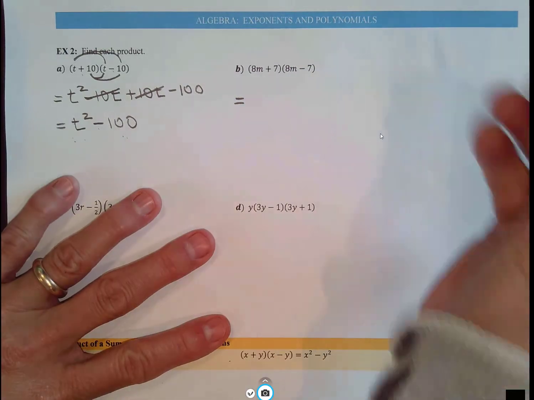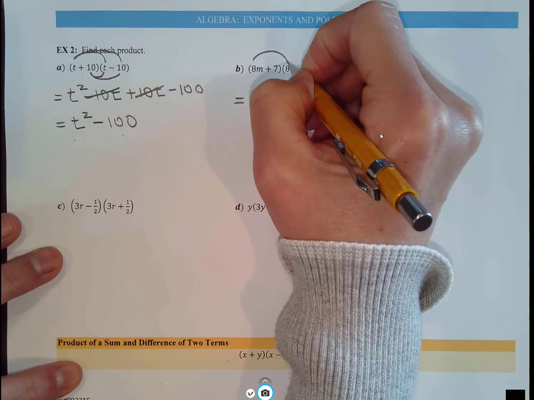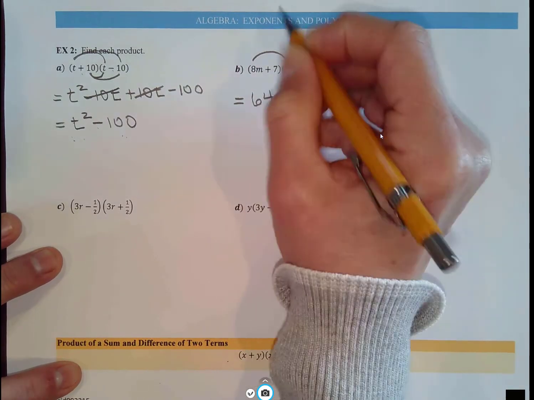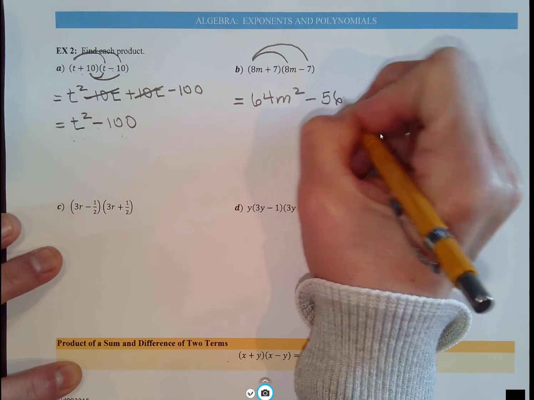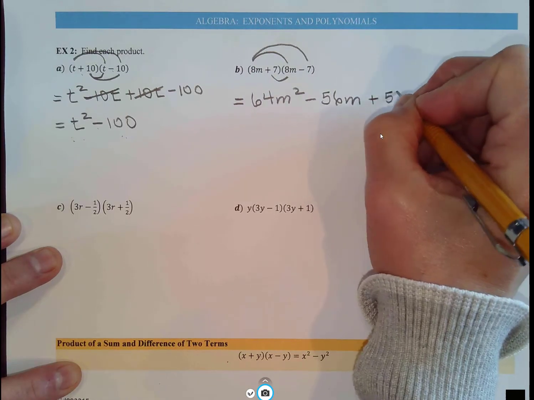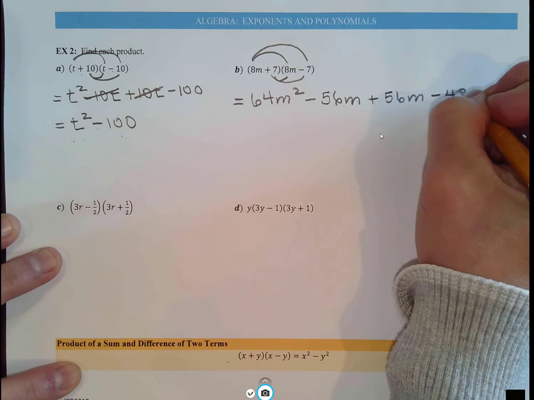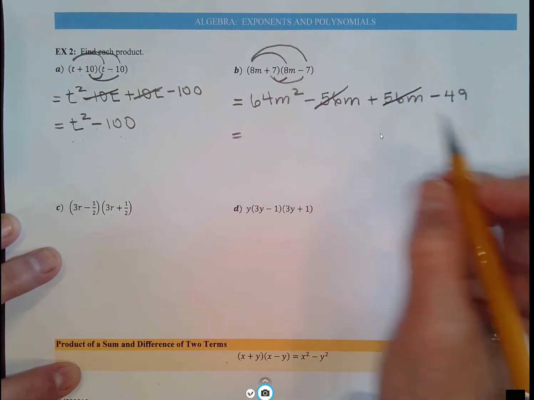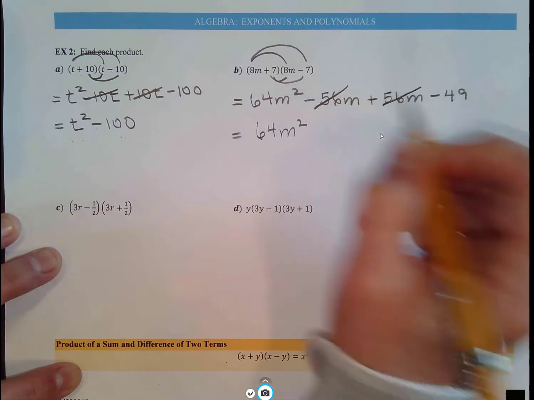In part B, 8m plus 7 times 8m minus 7. 8m times itself is 64m squared. Outer product minus 56m. Inner product is plus 56m. Lastly, that's minus 49, and again, our inner and outer products are opposites, and they cancel each other out, giving 64m squared minus 49.